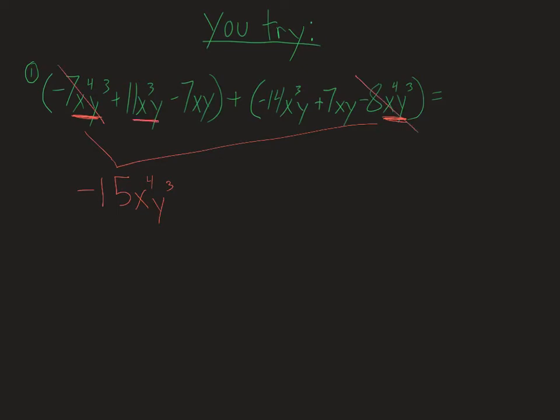Next, I'll look for some x cubed y's. There's one right there, 11 minus 14, that's a -3. Those guys were used. And now I've got a -7xy and a +7xy. But you know what? Those are canceling each other out. They're an opposite pair. So they go away and they don't come into the answer.